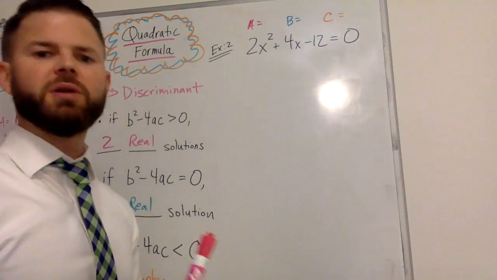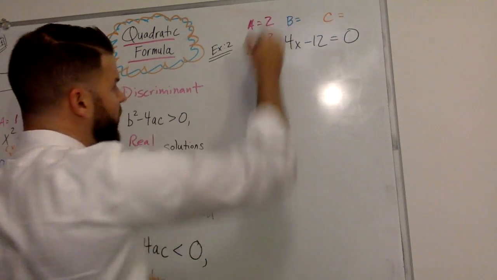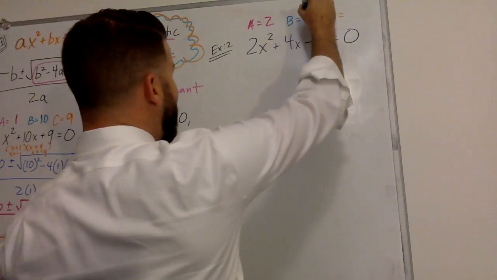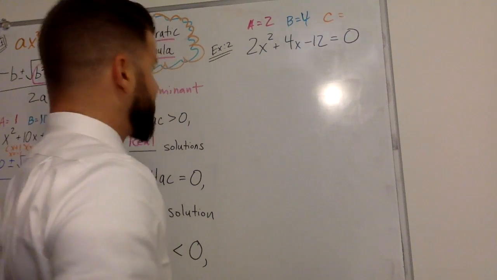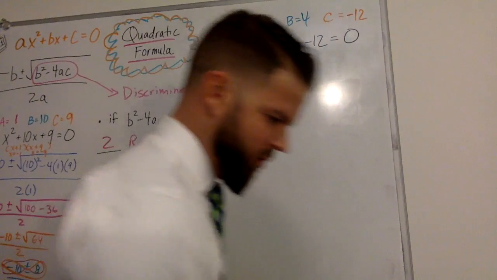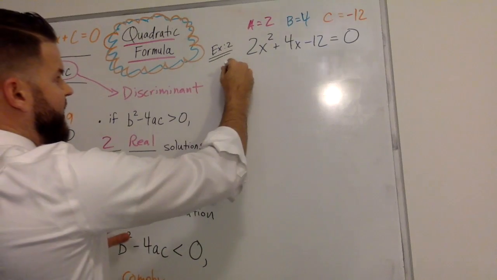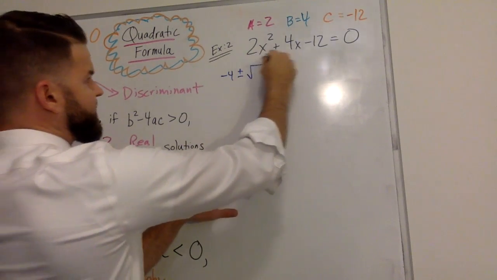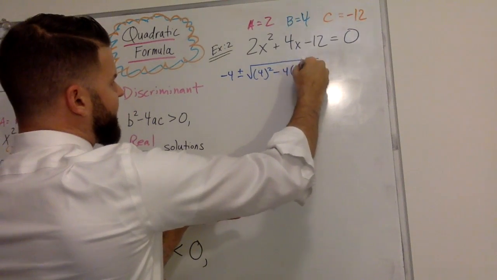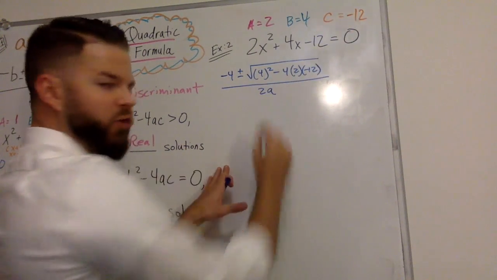All right, let's fly through this one, please. What's my A? 2. What's my B? 4. What's my C? Negative 12. Yeah, the high-pitched voice guy's back. That's a negative 12 for my C. Keep it moving. If I plug these into my formula, I got negative B plus or minus the square root of B squared minus 4 times A times C, all divided by 2 A's.